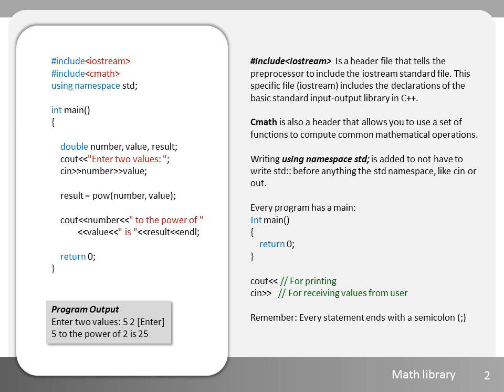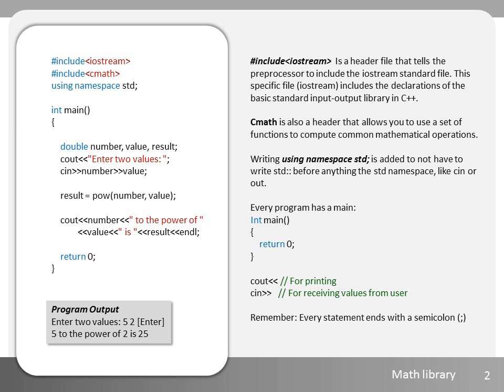Inside the main, we declare three variables of type double called number, value, and result, which shall store the values that will be used in the program. Next, you see a statement that reads cout. This is used to print things in the console. In this case, it is used to tell the user to enter two values. We then use cin to receive the values entered by the user and store them inside the variables number and value. We then use pow to calculate the result of the value inside the variable number elevated to the power of the variable value, and it's stored inside the variable result.